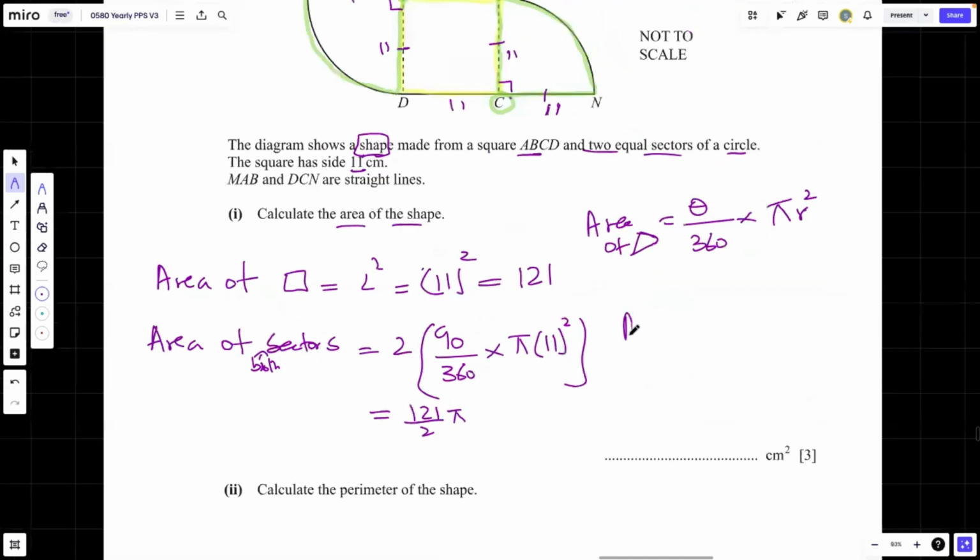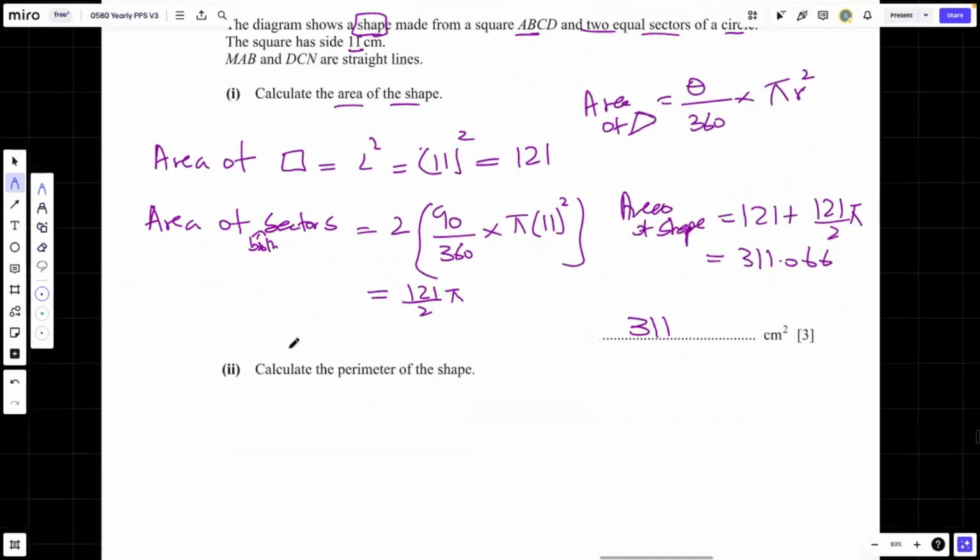So area of shape is just going to be the area of square, which is 121, plus the area of the two sectors, which is 121 over 2 pi. And when I add them up, I'm getting 311.066. So according to 3 significant figures, that's 311 as my area of the entire shape.